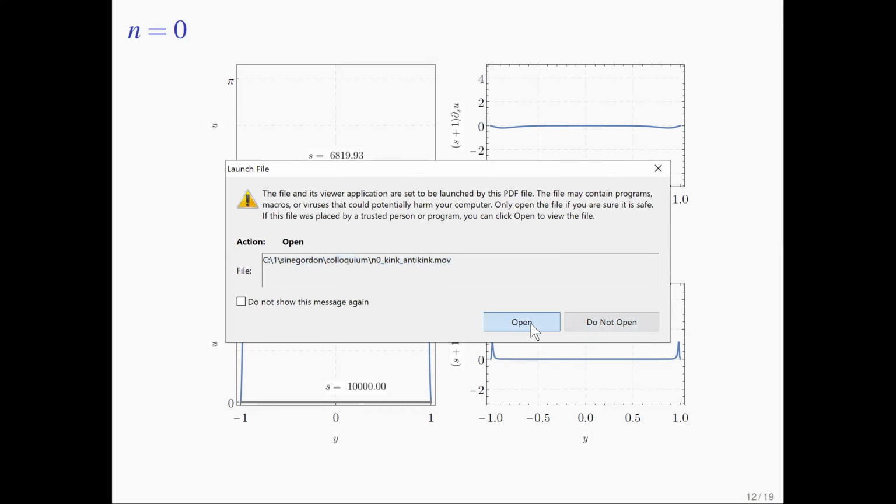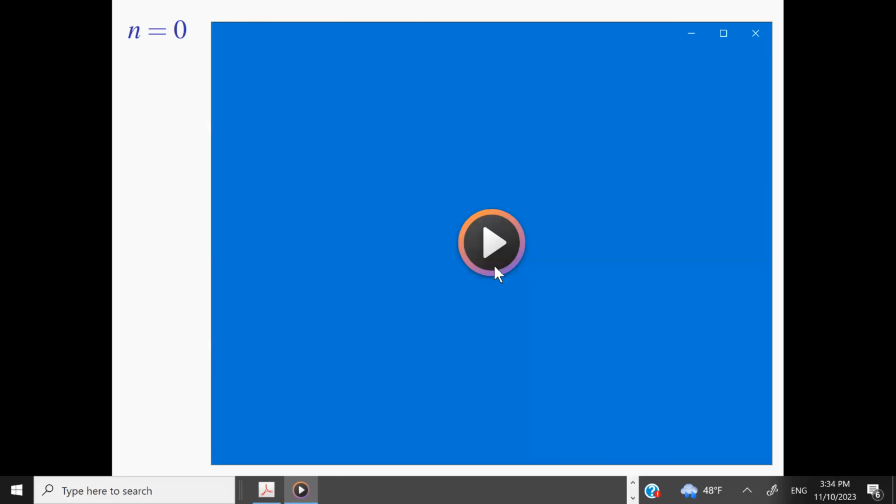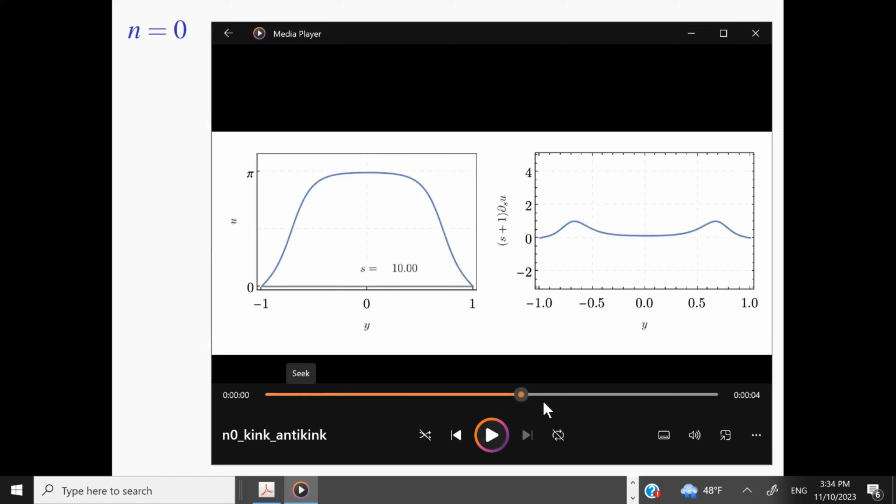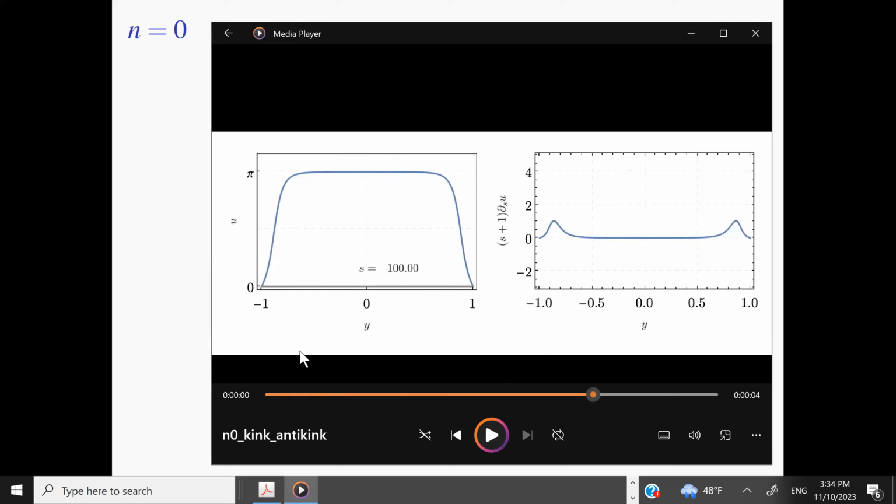And this is a slightly modified initial condition. You see, it evolves like this. Here we see creation of a pair. Here is a kink from 0 to pi, and there is an anti-kink from pi to 0. It's a kink-anti-kink pair.